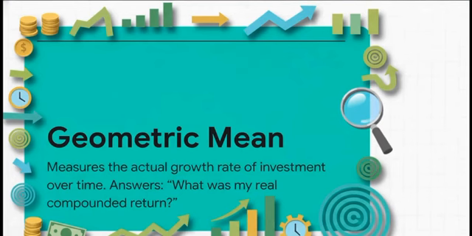And just look at the difference here. The geometric mean answers a totally different question. What was my real compounded return? This tells you the steady, constant rate your money would have needed to grow at, year after year, to get from your starting point to your ending value. It reflects the true investor experience over the long haul.